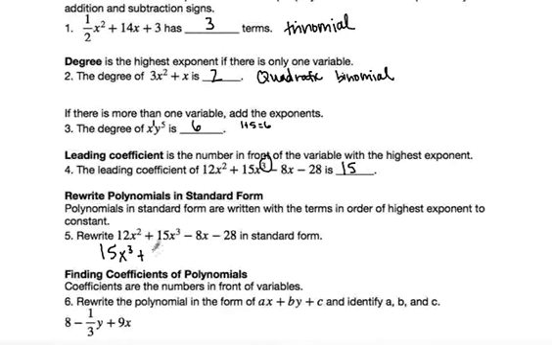So remember, you're going to go highest exponent, which we said was the 15x to the 3rd. Then we've got a 12x squared. Then we have a negative 8x, and we have a negative 28. So notice that we reordered all of the terms so that our exponents went 3, 2, 1, 0.